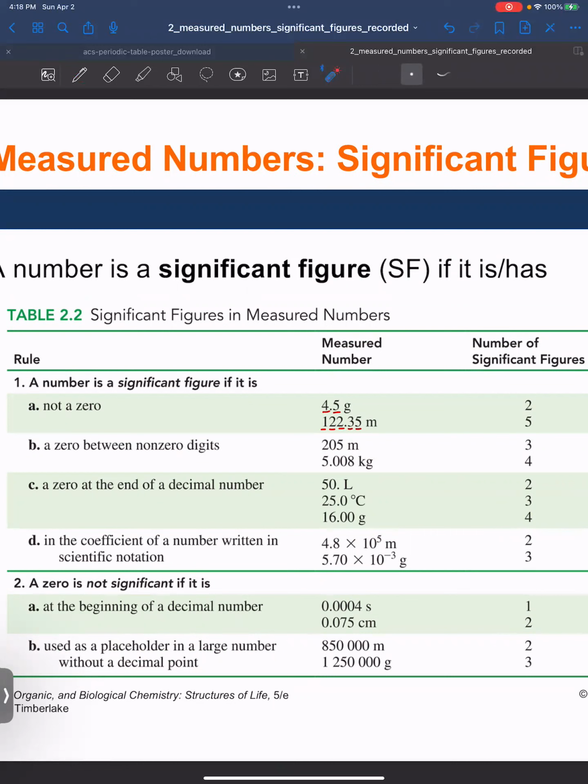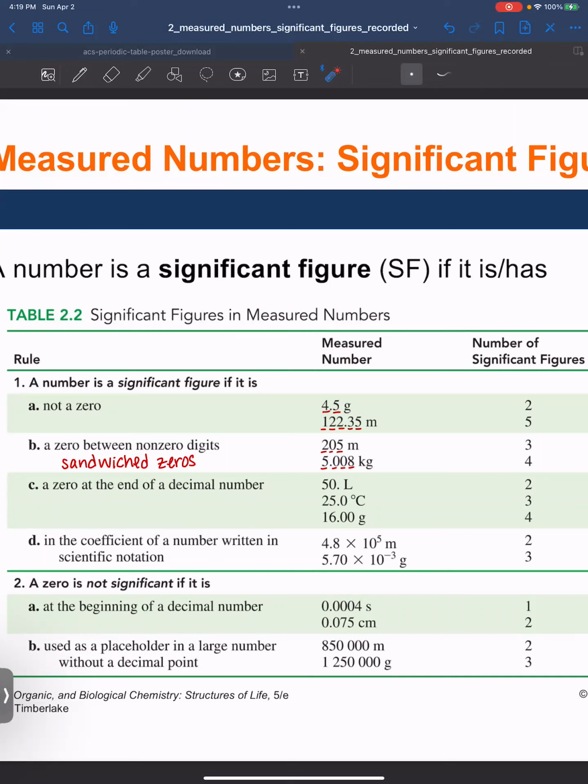A number is significant if it is a 0 between non-zero digits. I call these sandwiched zeros. So they will always be significant. So for example, 205 meters has 3 significant figures. 5.008 kilograms has 4 significant figures. So we count sandwiched zeros as significant.